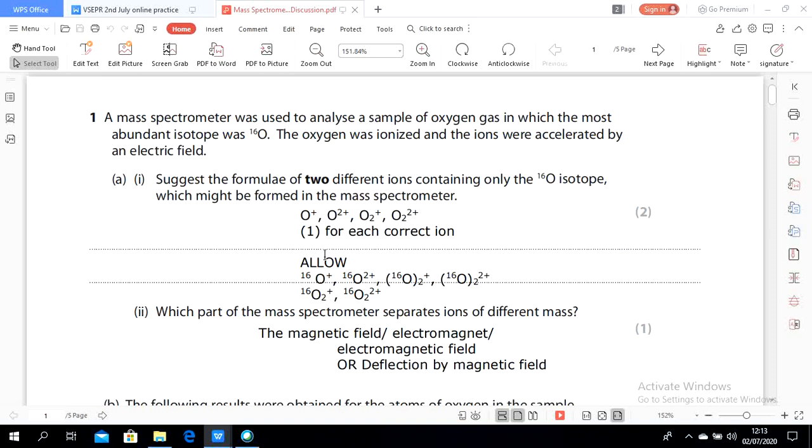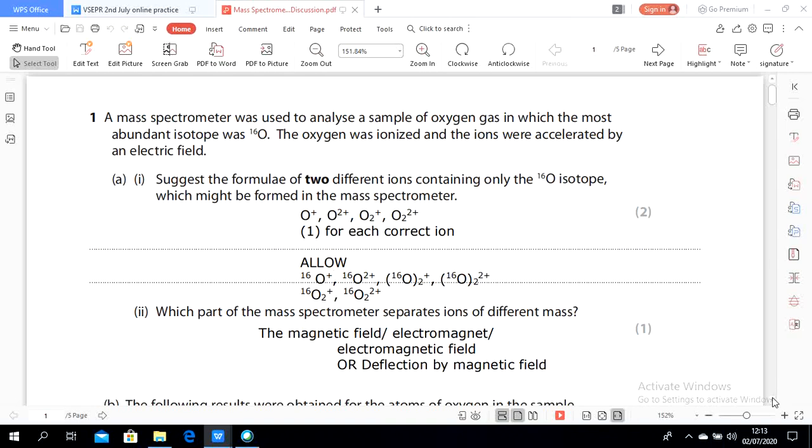Now, number 2, the second point. Which part of the mass spectrometer separates the ions of different mass? It is the magnetic field. The ions are detected by electricity, and then they are deflected by the magnetic field.